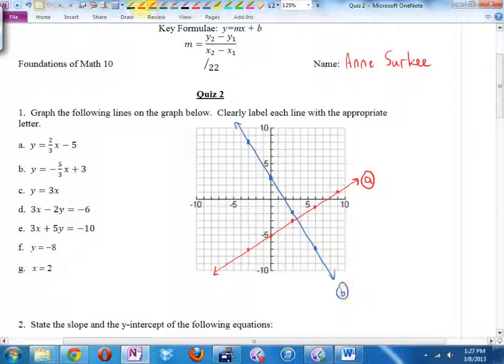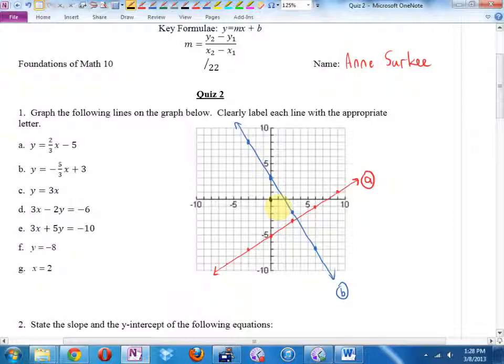Line C, what's the Y-intercept for line C? If there is no Y-intercept, what does that really mean? 0. Goes through 0, 0. What's the fancy word for 0, 0? Begins with the letter O. Origin. Goes through the origin.